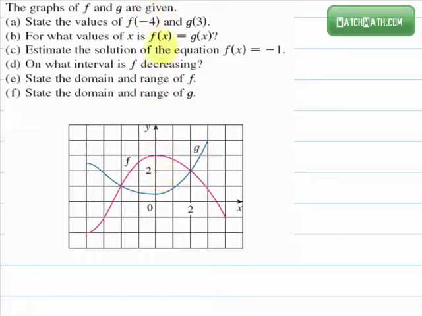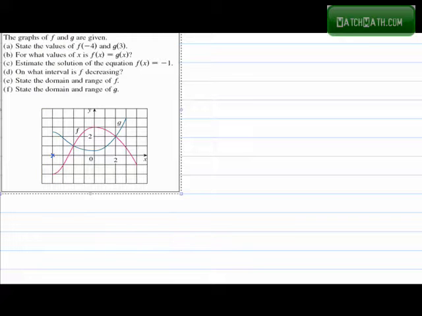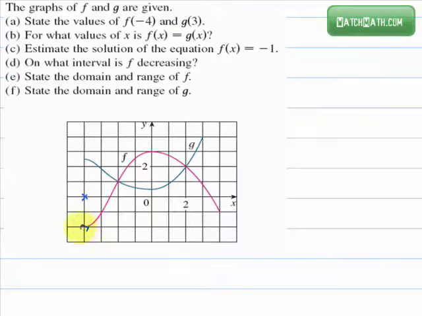First locate x equals -4. So this is x equals 0. x equals -4 will be 4 units to the left. 1, 2, 3, 4. So that's x equals -4. And then for this x equals -4, find a point on the graph that has -4 as its x coordinate. So this is the point on the graph which has x equals -4 as its x coordinate.